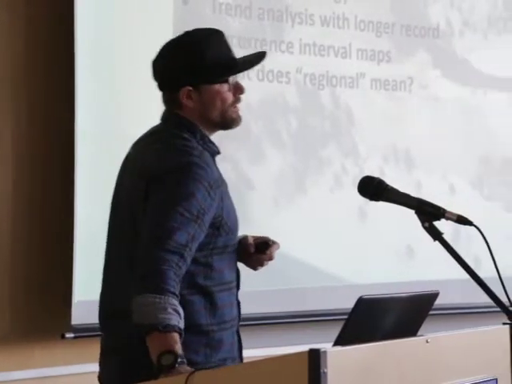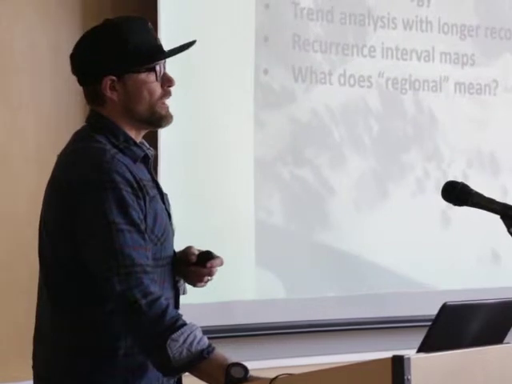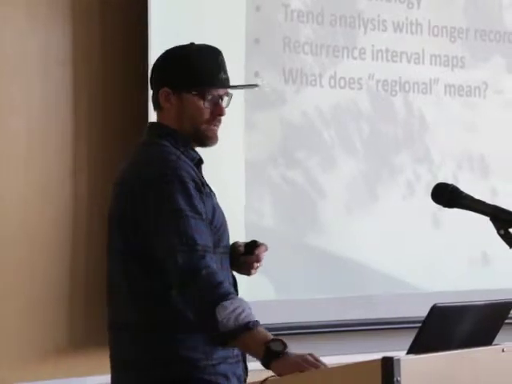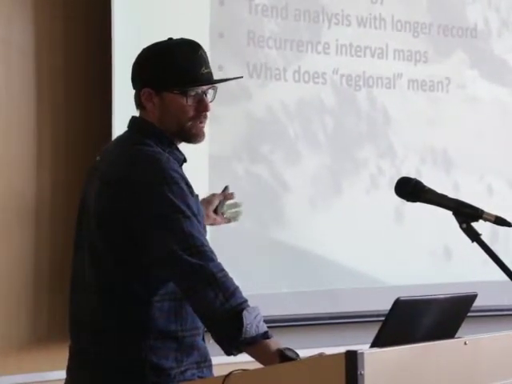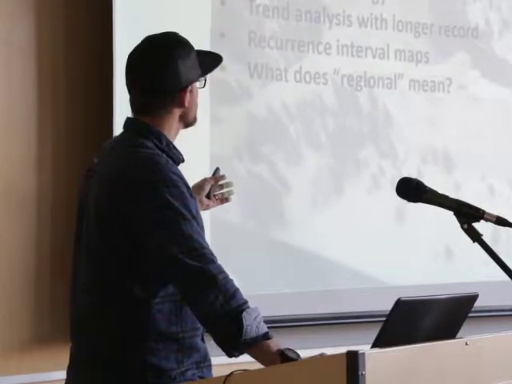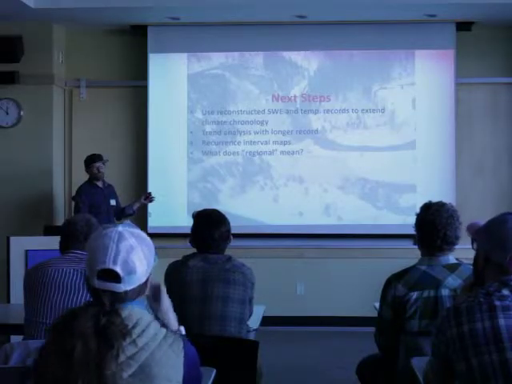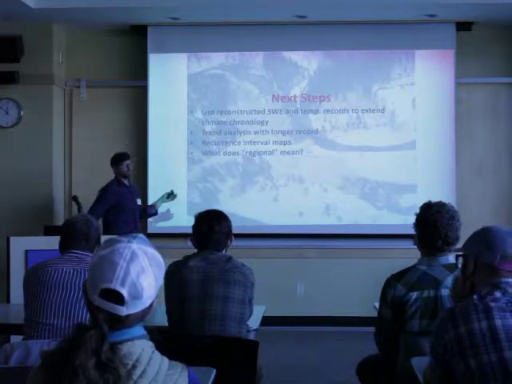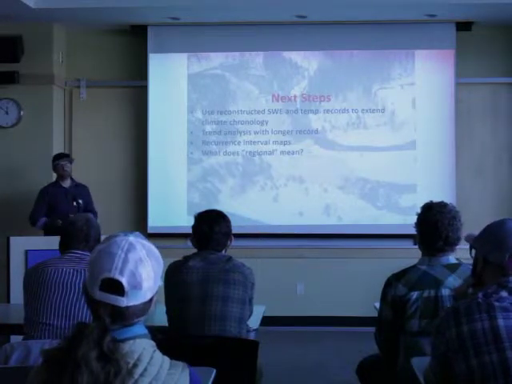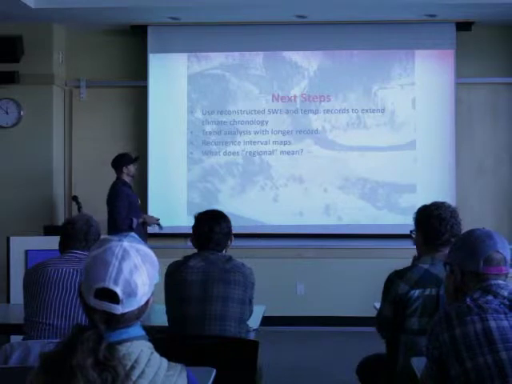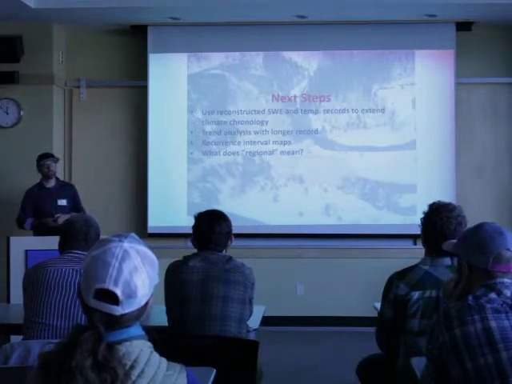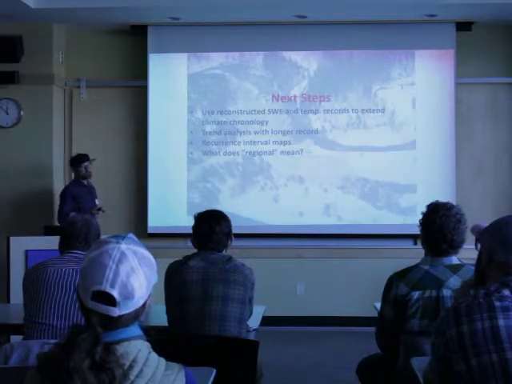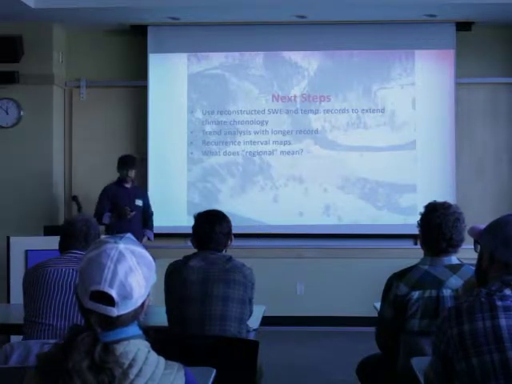So our next steps are, we only have weather and climate records that go back to, in our region at least, the early 1900s at best case scenario. Our avalanche records from the tree rings go back even further. So what we're going to do is use reconstructed snow water equivalent and temperature records to extend that climate chronology back, which has already been done by others. That'll allow us to get a longer time series out of it. And then we'll do a trend analysis with our longer record to see, are we actually seeing more avalanches or fewer avalanches? Or is it staying the same? Is there just too much variability?